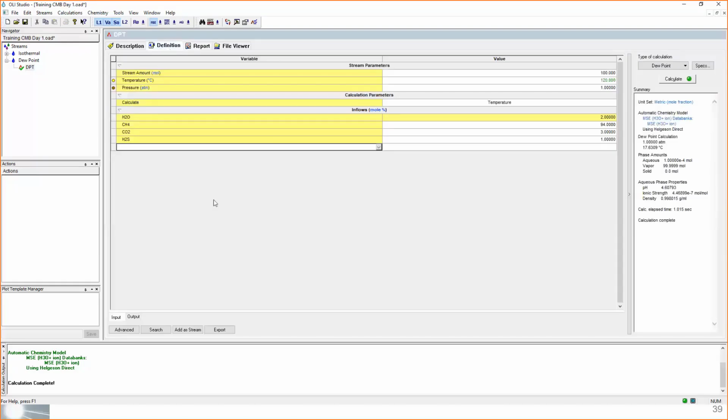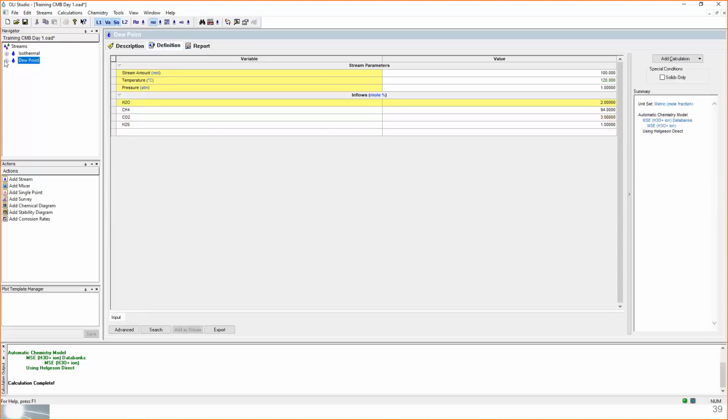This is how to set up this calculation. Later today, we will learn how to use this information and then perform corrosion rates on that specific liquid 1 stream, or liquid 1 composition.